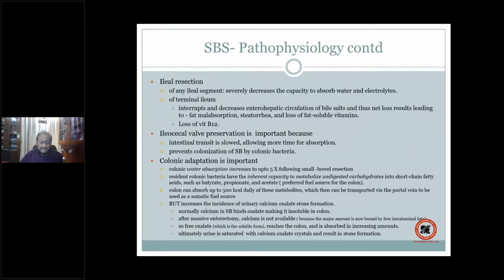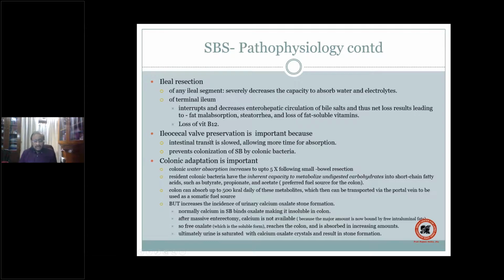What happens if you have ileal resection? If any part of the ileum is removed, it severely decreases the capacity to absorb water and electrolytes, which is the primary function of the ileum. But if it is specifically the terminal ileum, then two things are happening in addition. Number one, interruption of the enterohepatic circulation of bile, leading to what? A net decreased bile salt level, ultimately leading to what? Fat malabsorption, steatorrhea, and loss of fat-soluble vitamins. Because if you're blocking the enterohepatic circulation, what should go back is not going back. So ultimately the bile salt concentration will decrease. And of course, there's a loss of vitamin B12.